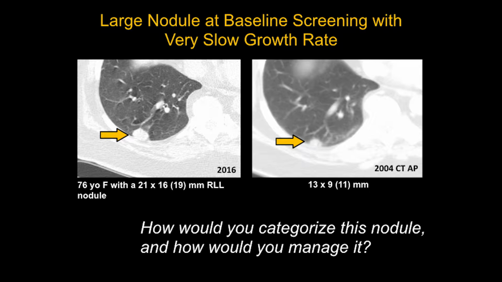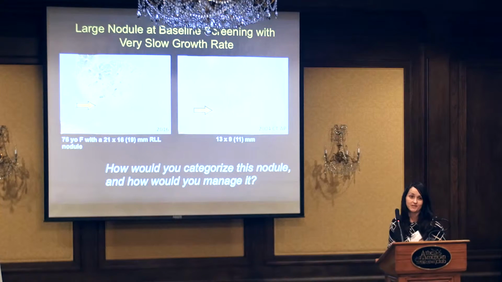And luckily, we had a CT from the abdominal pelvis that went up enough that we could see that nodule was there 12 years ago. So we all know that this is not a lung cancer. I mean, lung cancer just doesn't sit there for 12 years. But what do you do with this nodule, and how do you categorize it according to Lung-RADS?